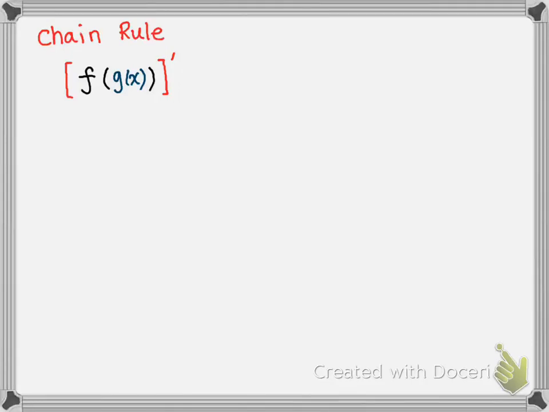The chain rule helps us handle the derivative of a composite function. So, a more complicated function: we have a composite function f of g of x, and we want to take the derivative. The chain rule tells us to take the derivative of the outer function, so f prime. You plug in g of x, so you plug in the inner function. Then you multiply by the derivative of the inner function.